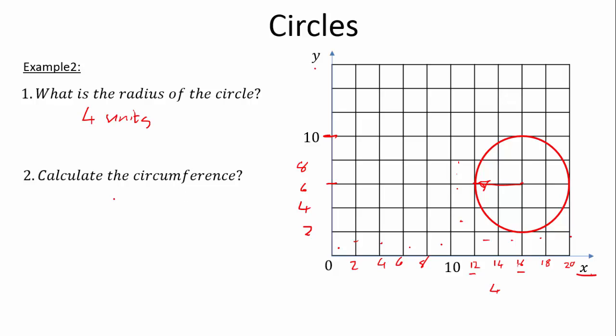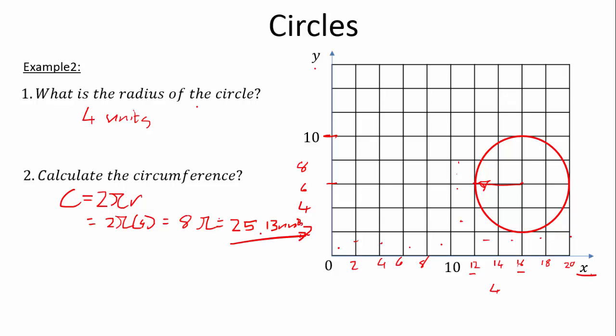Calculate the circumference of the circle. What is circumference? It is equal to 2 pi r, which is equal to 2 pi, what is our radius? It's 4. So that is the same as 8 pi. What is 8 pi equal to? You can leave it as 8 pi if you wanted to. It really doesn't matter. But we're going to say that that is equal to 25.13 units. Remember to add your units and underline it.